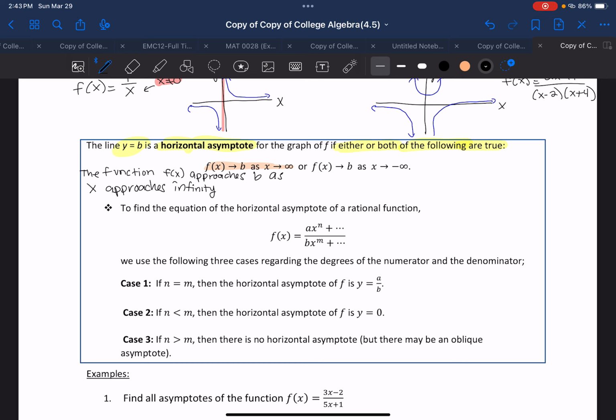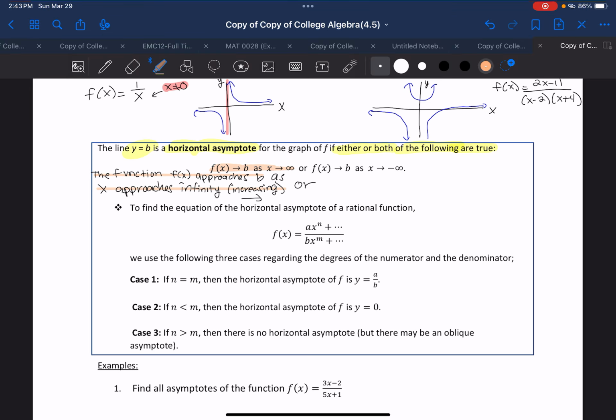which means it's going towards the right. x would be going to the right. So x would be increasing. Not the function would be increasing, but x would be increasing towards the right. So the function f of x approaches the y value b as x approaches infinity, which means going towards the right.